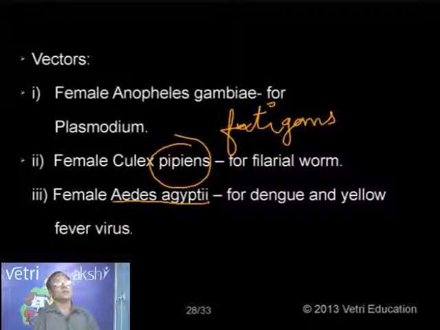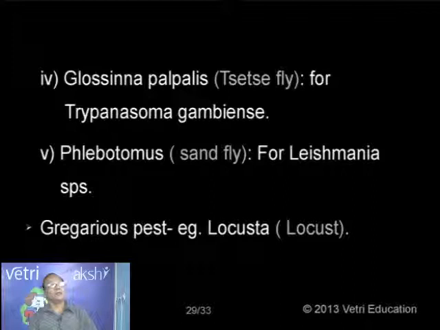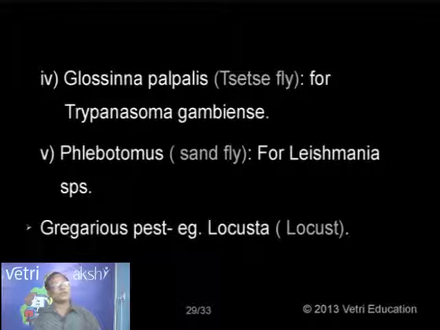There are some other vectors. Now Glossina palpalis is normally called the tsetse fly. The latter is found most abundantly in Africa, responsible for transmitting Trypanosoma gambiense, the one which causes the disease called African sleeping sickness.